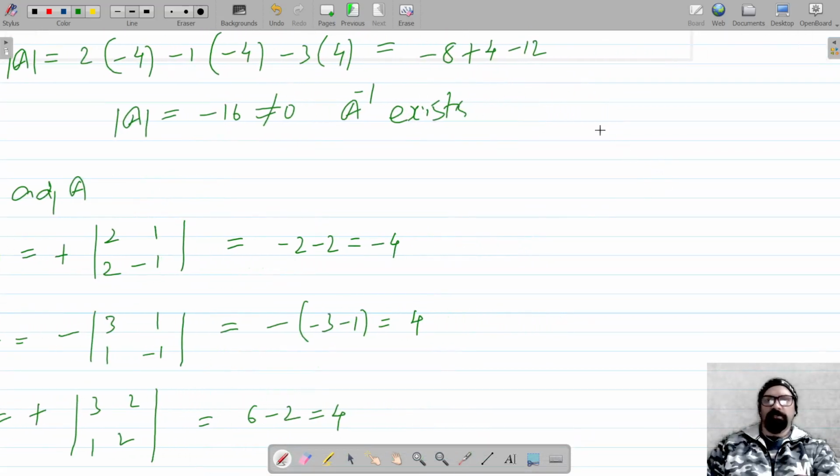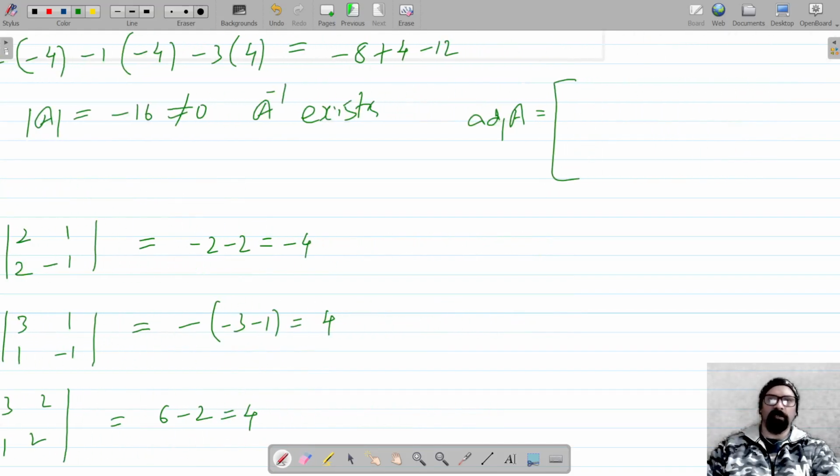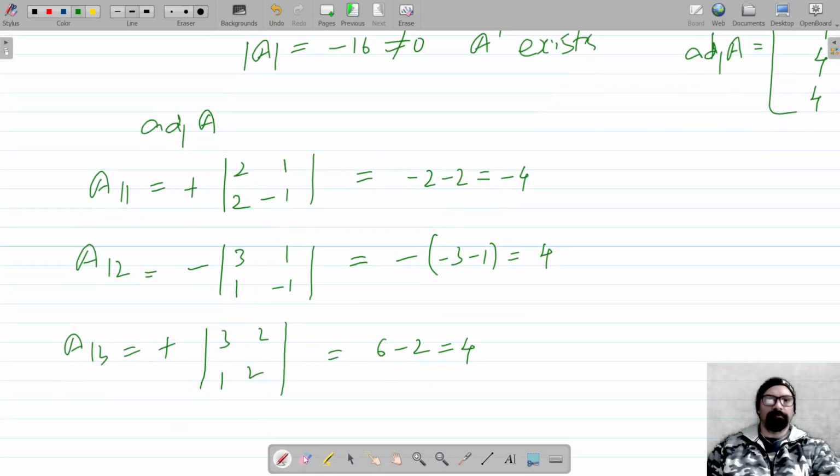So for adjoint A, we have got the cofactors of the first row, and we have to write them in a column. So negative 4, 4, and 4. We have got the first column of adjoint A, that is negative 4, 4, and 4. Similarly, we can get the other cofactors.